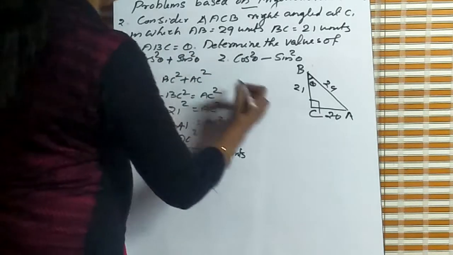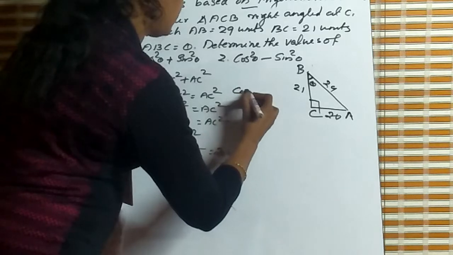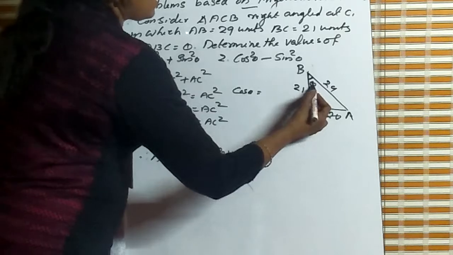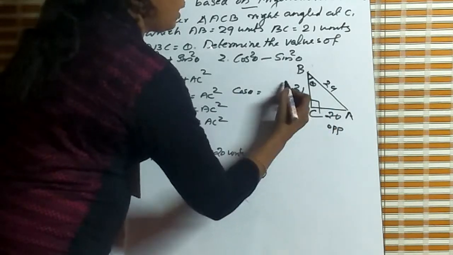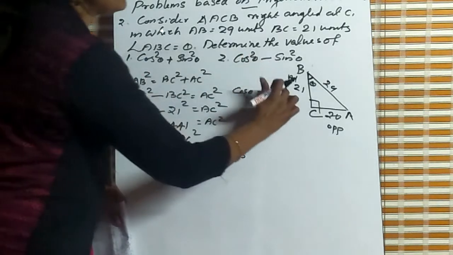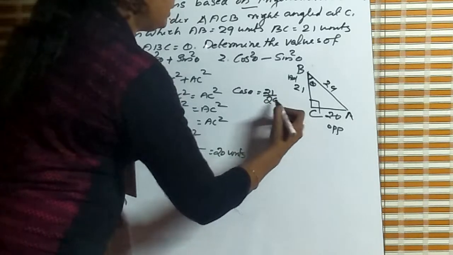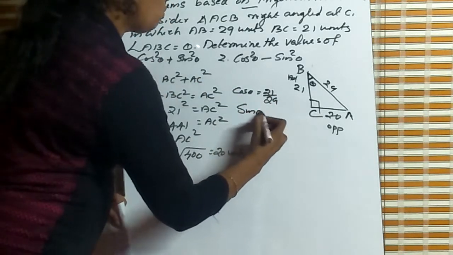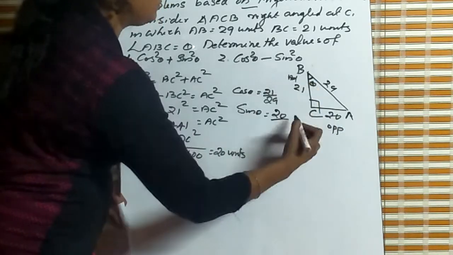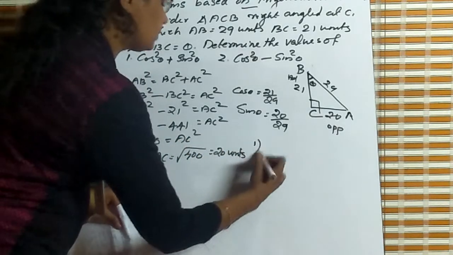Then our first question is cos square theta plus sin square theta. For that, first we write cos theta. Cos theta is based on this angle. This is the opposite side and this is the adjacent side. Cos theta is adjacent side by hypotenuse, which is 21 by 29, and sin theta is opposite side by hypotenuse, which is 20 by 29.